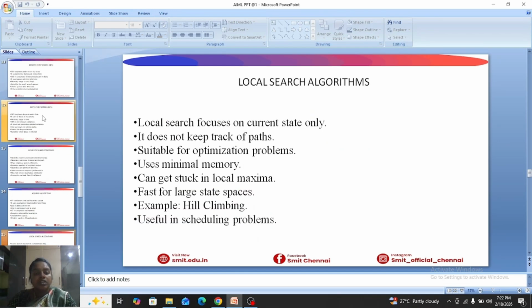Okay. Local search algorithm. It focuses on the current state only. It does not keep track of paths. Suitable for optimization problems. Uses minimal memory. Can get stuck in local maxima. Fast for large state spaces. Example, hill climbing, useful in scheduling problems.